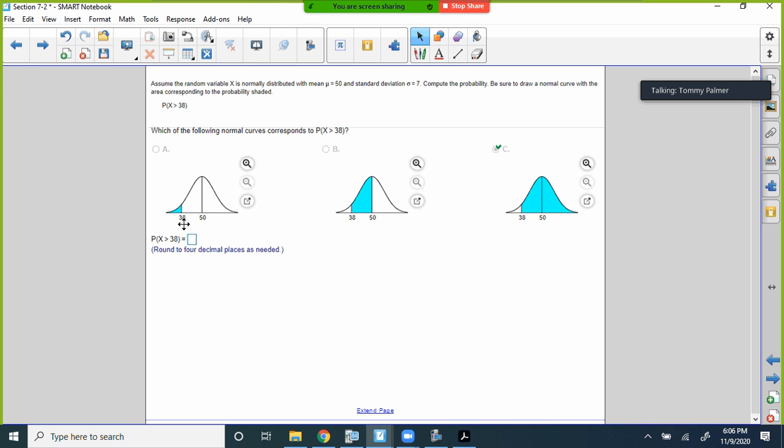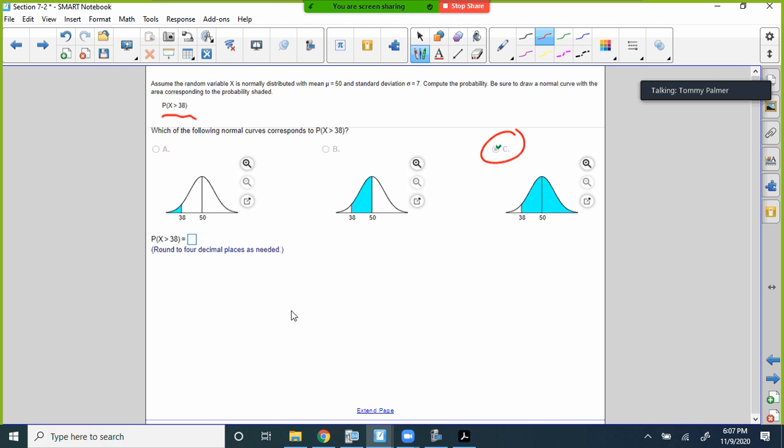So looking at our bell curves, we have 38 with the area below it. We have 38 up to 50, 50 being the mean, so the area between that. And then over here, 38, and then everything shaded to the right. Well, is it A, B, or C that correlates to the area to the right? C, right? Now, we've got to find the probability given an x value.